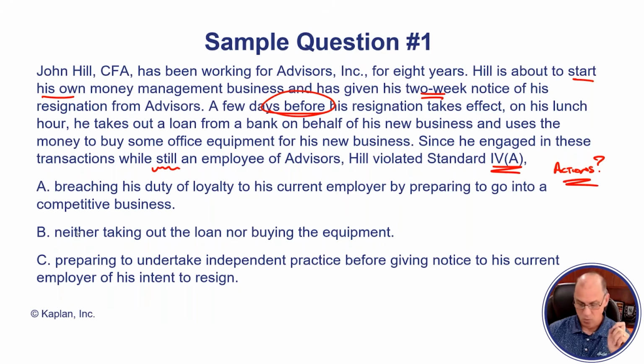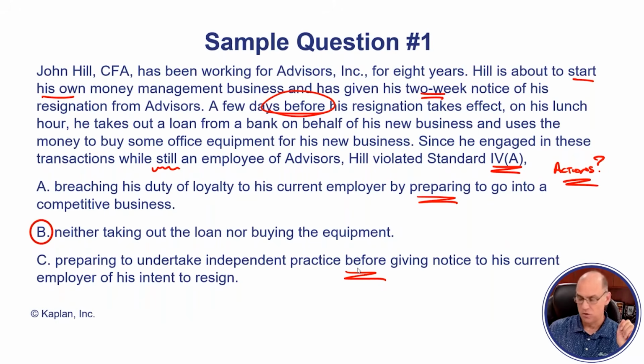All right. What do you think the answer here is? A, breaching his duty of loyalty to his current employer by preparing to go into competitive business. B, neither taking out the loan nor buying the equipment. Or C, preparing to undertake independent practice before giving notice to his current employer of his intent to resign. Pretty easy question. It is going to be B.